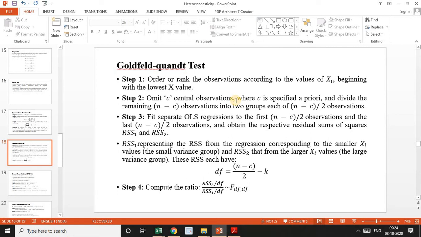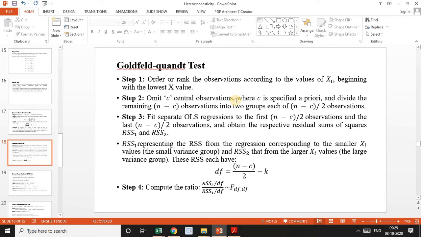Now we have two different datasets, one with low variance and the second one with high variance. You run a separate regression for each and find out RSS of the first group and RSS of the second group. RSS1 is the RSS from the regression corresponding to the smaller xi's, and RSS2 is the residual sum of squares of regression 2, which we have derived from the large xi group.